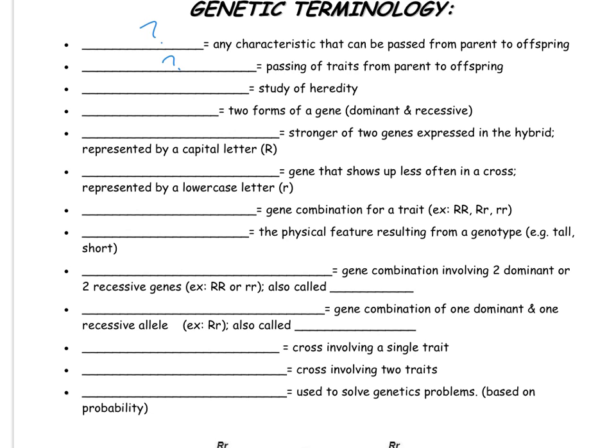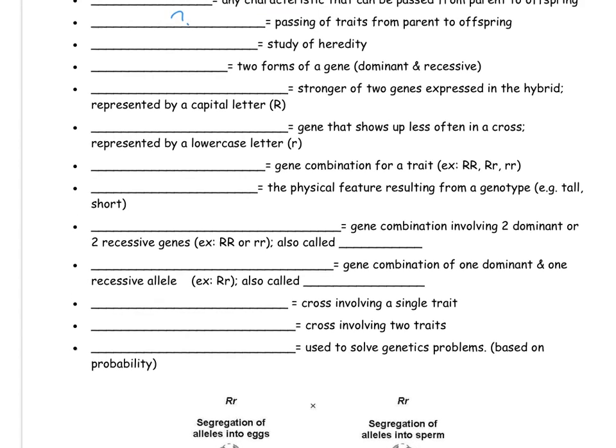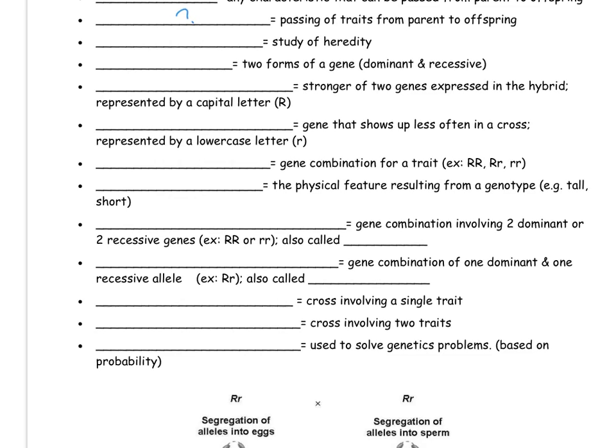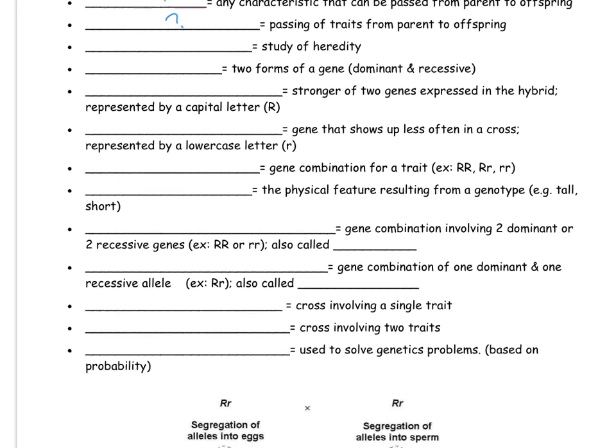Some of these are real easy, like the study of heredity. I mean, you should know it's genetics. That's just simple. Some things you should have learned already. Two forms of a gene, dominant and recessive. What would they be called? You already know this, or you should know it. We've talked about it already.